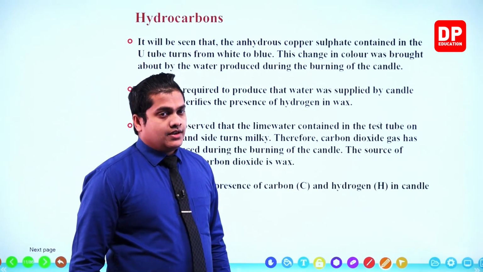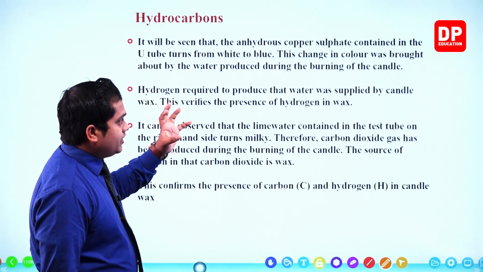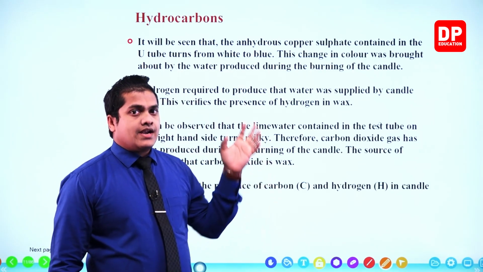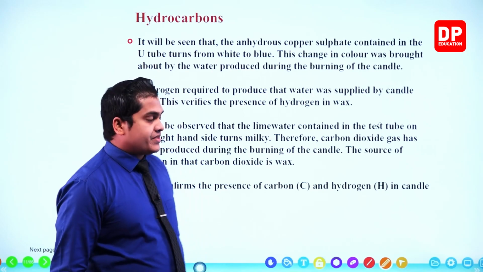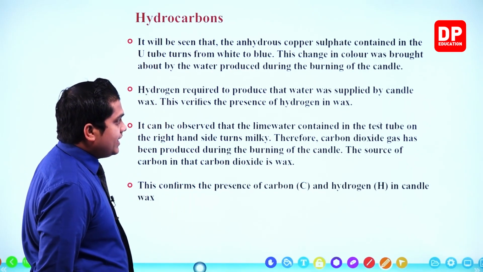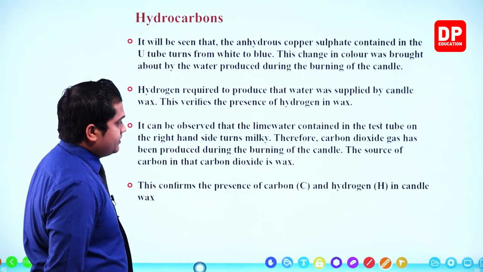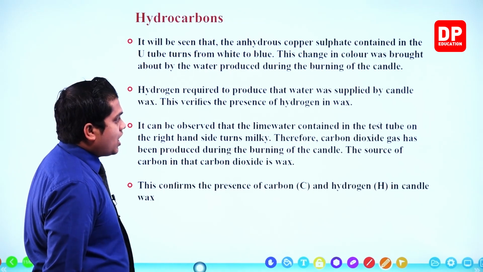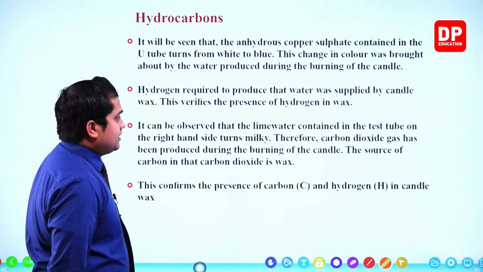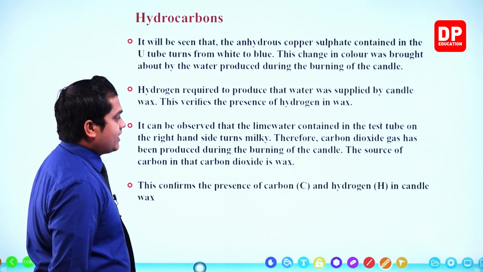So like I said, water vapor was produced because of the burning process of hydrogen. So therefore, we can say that wax contains hydrogen. Then the next one, it can be observed that lime water contained in the test tube on the right hand side turns milky. Therefore, carbon dioxide gas has been produced during the burning of the candle. The source of carbon in that carbon dioxide is wax.